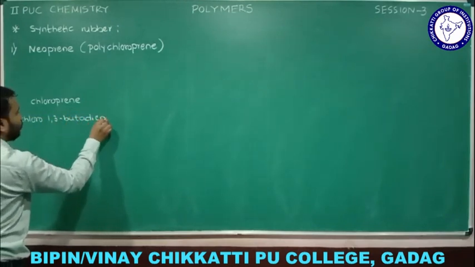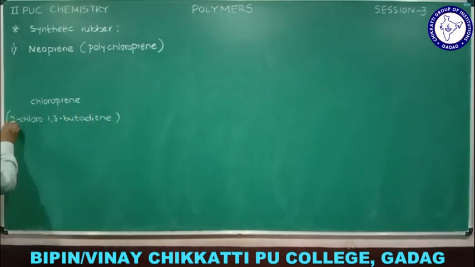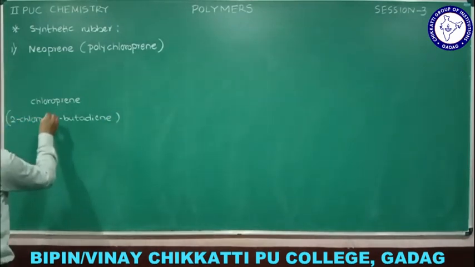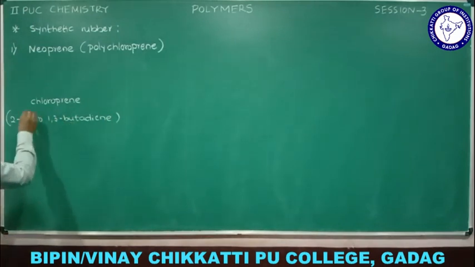2-chloro-1,3-butadiene. 2-chloro-1,3-butadiene, that is the name of chloroprene. Okay, so now we'll see how actually it is going to be reacted. So I am going to write the structure of that one.